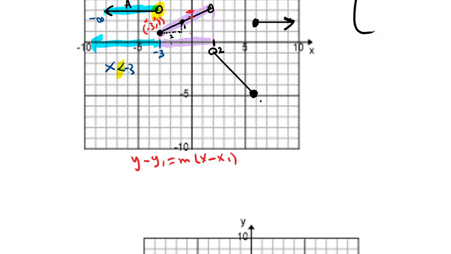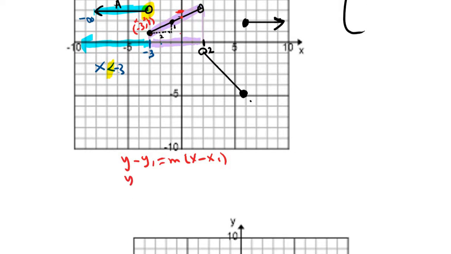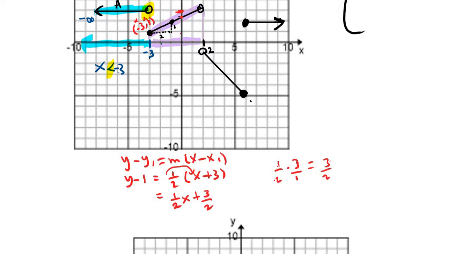We're going to plug it in back again here. Y minus 1 equals 1/2 times (x minus -3), which becomes +3. So now we're going to simplify this by distributing the 1/2 into each term. 1/2 x plus 3/2, because 1/2 times 3 is 3/2.